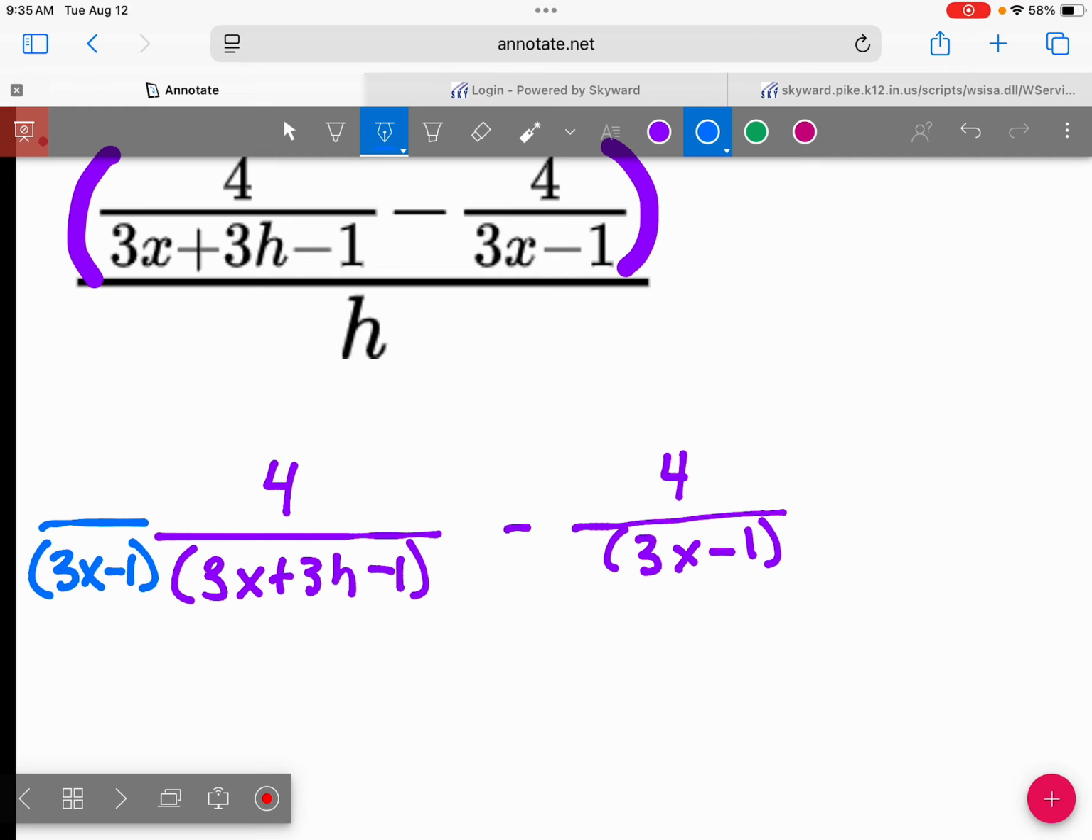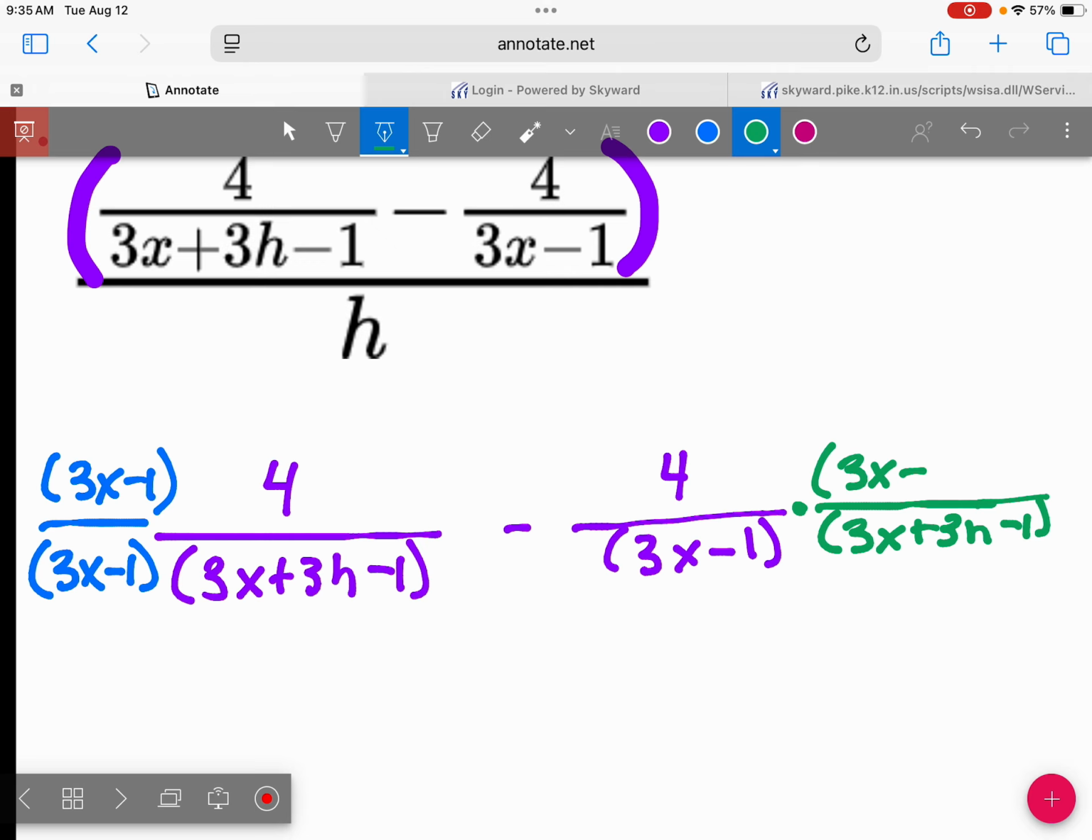So again, we multiply it by a weird looking 1. So this right fraction, we're going to multiply by that whole hot mess of chaos, 3x plus 3h minus 1. Remember, we're not multiplying out our denominators. We leave those in factored form. So we're just multiplying our numerators together. 3h minus 1.